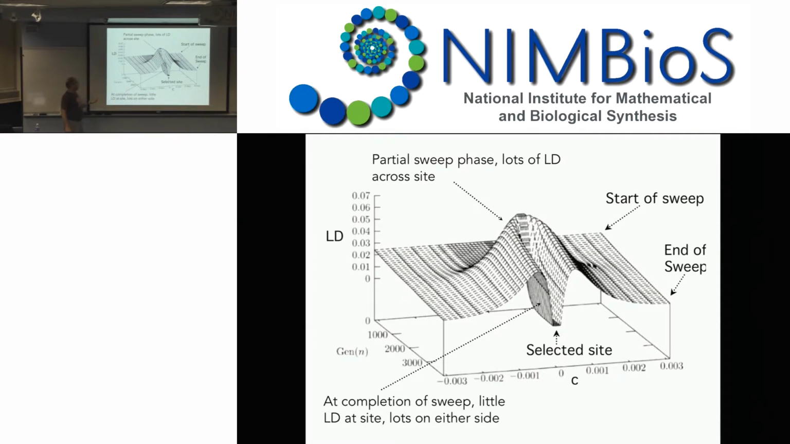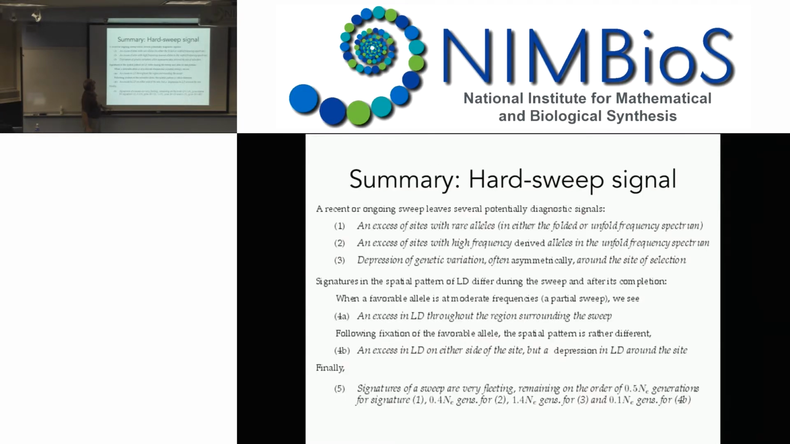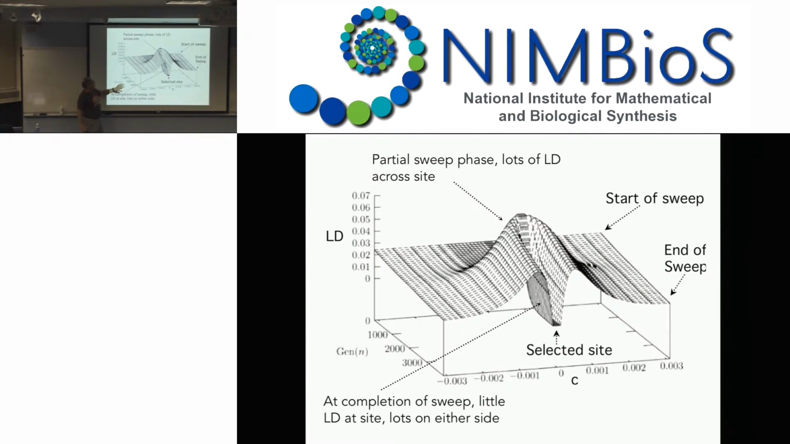And the net result for that is that you get different signals depending upon when in the sweep you are and depending upon what type of sweep you have. This is for a hard sweep. A soft sweep generates a different pattern of LD, and we'll talk about that a little bit later. But the bottom line is, besides site frequency spectrum, you can get signals for a sweep looking at the LD pattern.